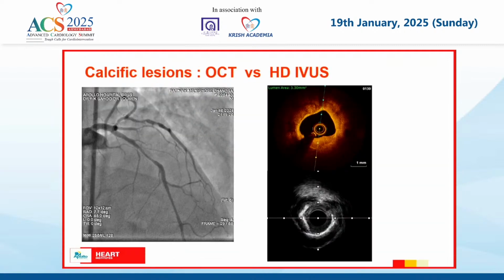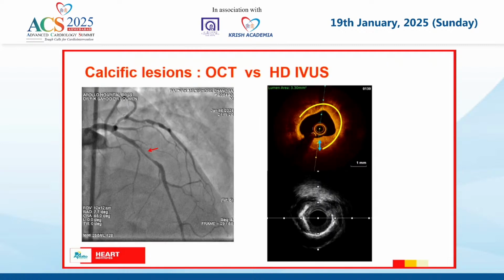For example, calcific lesions. If you see the first image that is of OCT, you can see almost a big chunk of calcium. Same thing with the 60 megahertz IVUS, you can see there is a big chunk of calcium and nothing seen between.